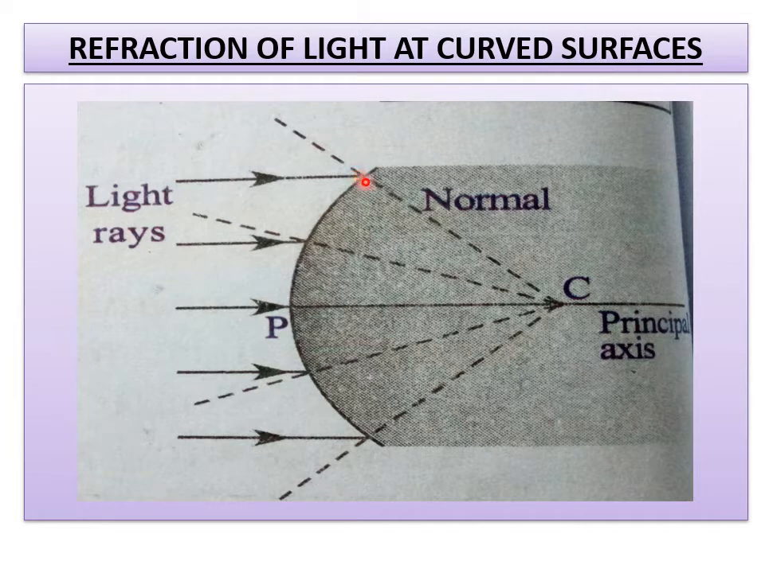So at this point one normal is drawn, and at this point one more normal, and this line PC is called the principal axis. This also comes under normal, and at this point you have one more normal, and at this point you have one more normal. So these are the light rays indications, and these are the normals, and P is the pole, and C is the center of curvature. So this is your principal axis. So we have to discuss the relative definitions. Okay, I hope you have understood this.